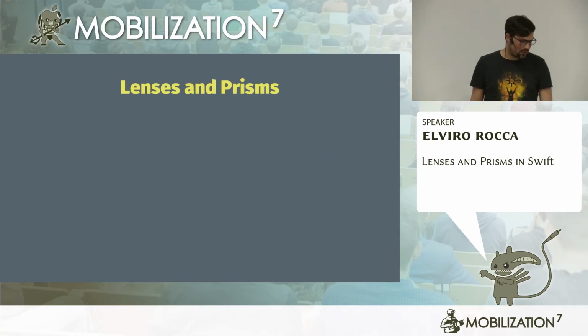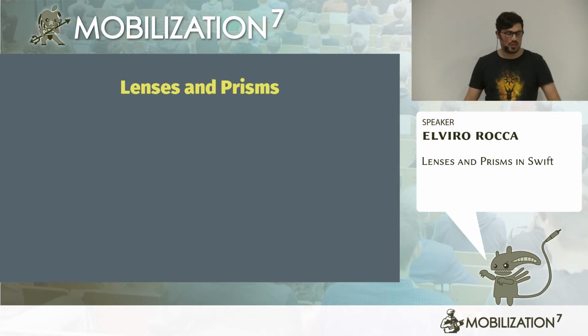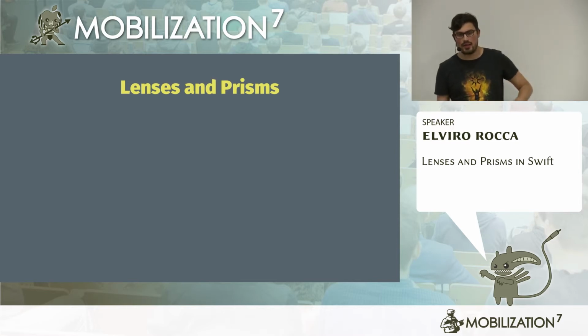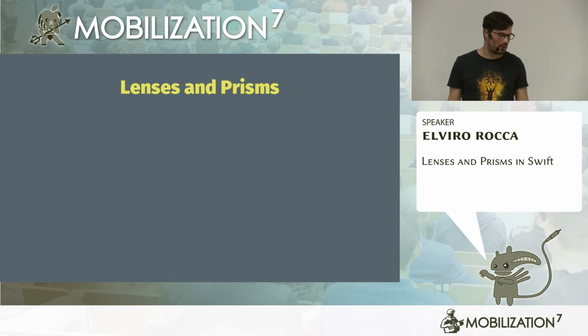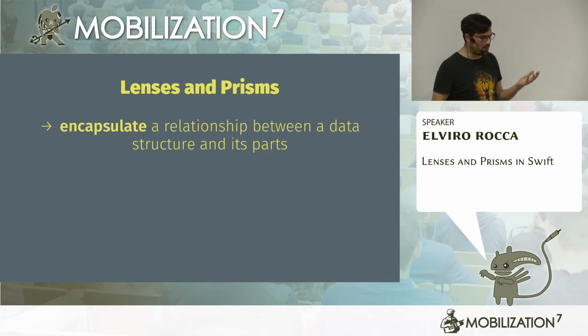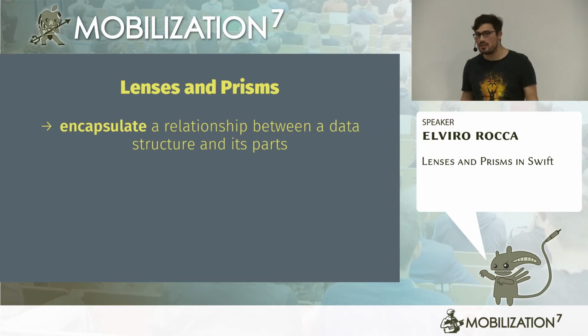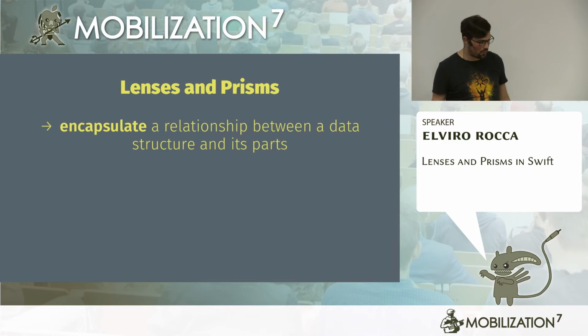So let's see a couple of things about lenses and prisms, things that I think are more interesting. By the way, the reason why a lens is called a lens is that it allows you to focus onto a part of a bigger data structure and manipulate that part. What they do is they encapsulate a relationship between a data structure and each and every one of its parts. You can have a lens for a part of a data structure. We're going to see this one.